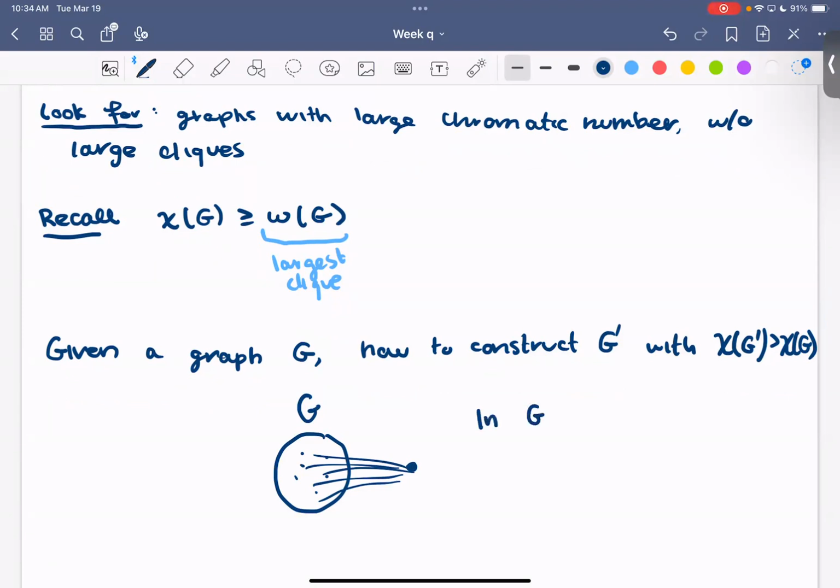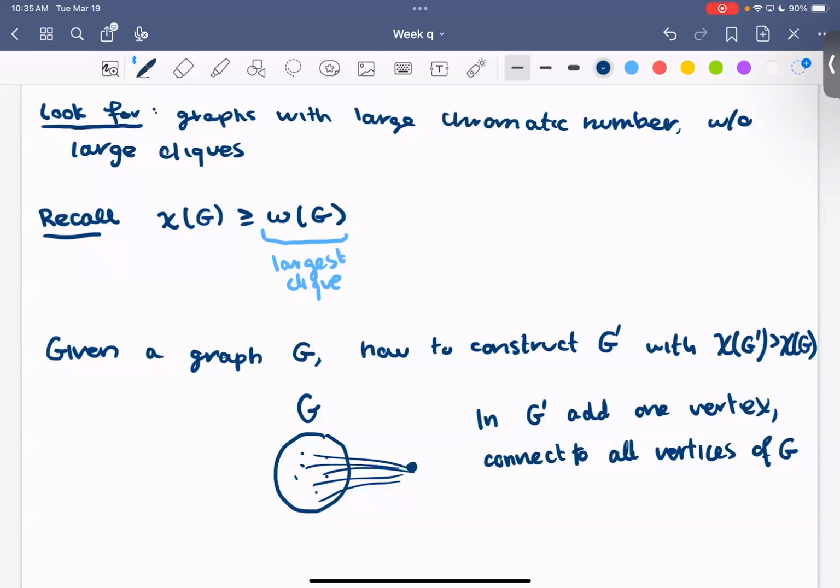So in G prime, add one vertex, connect to all vertices of G. So this for sure has larger chromatic number because however many colors we needed to color G, now I have this other vertex that's connected to every vertex of G, and so I'm going to require an additional color to color that vertex.